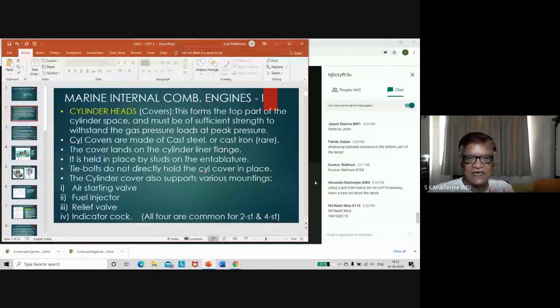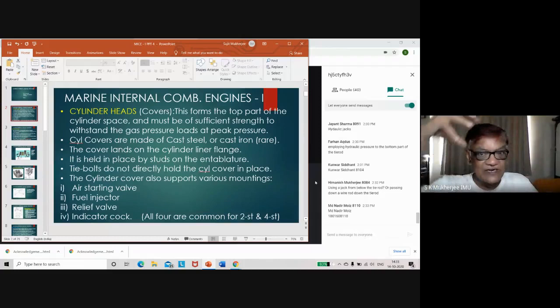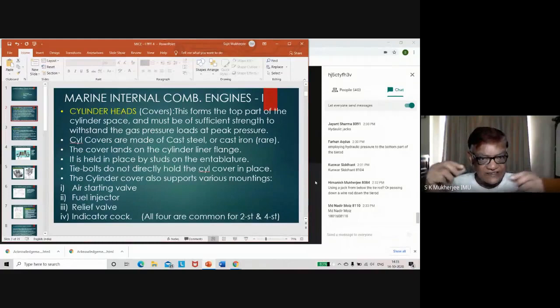So, everybody has understood that tie bolts do not hold the cylinder cover in place. Go and make that mistake. If you make that mistake now, since I've told you repeatedly, I will give you negative marking in the next exam. The cylinder cover also supports various mountings. Now, this is very important. The cylinder cover is right on top of the engine. Now, on the cylinder cover, you have various mountings.